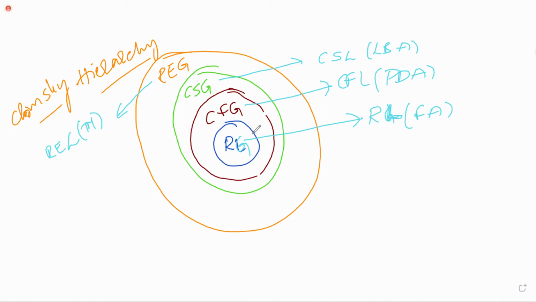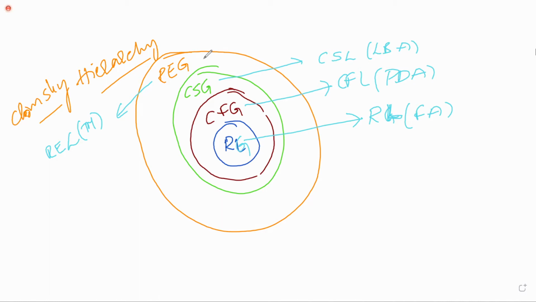Now we are moving to CFGs. The third module is completely on CFGs. The language which is generated by context-free grammar is known as the context-free language. The machine which accepts the context-free language is known as the pushdown automata. So in this module, we are going to discuss context-free language and pushdown automata.